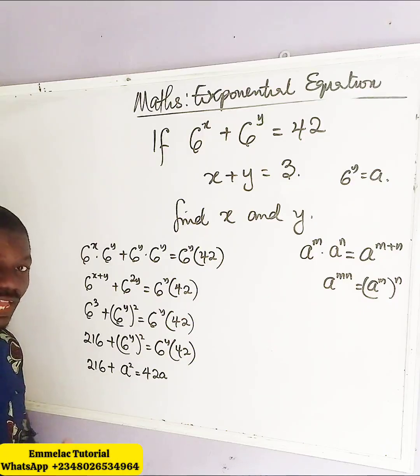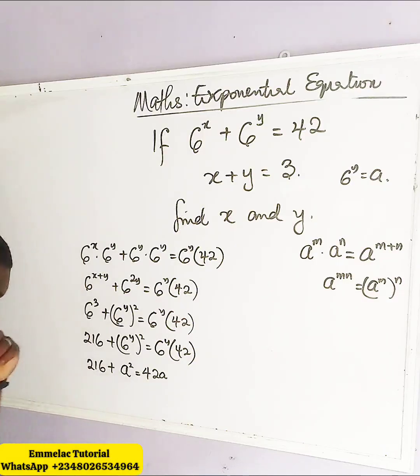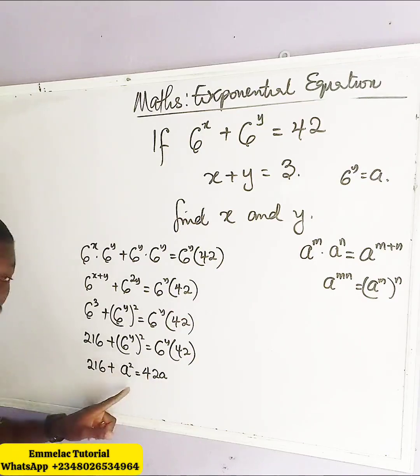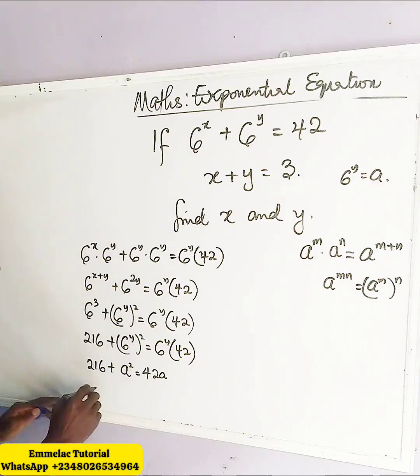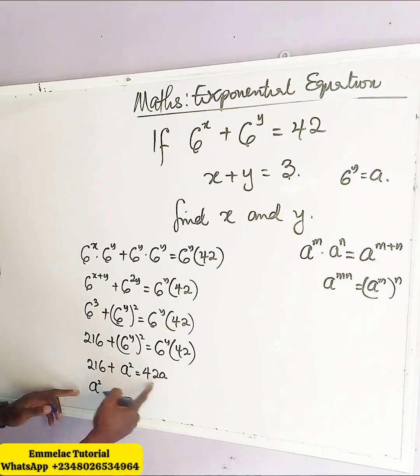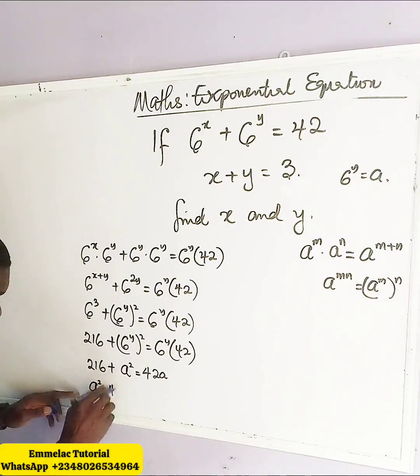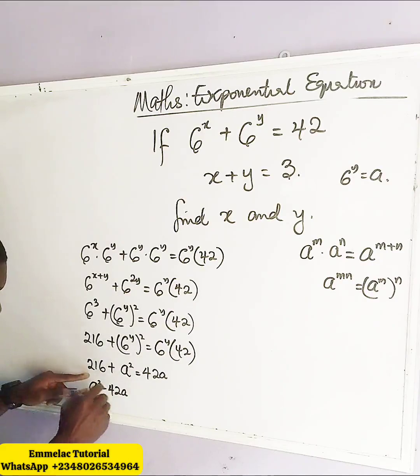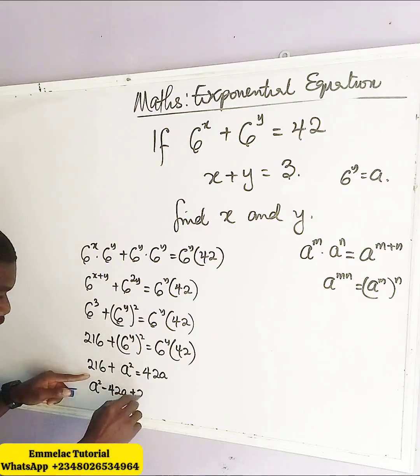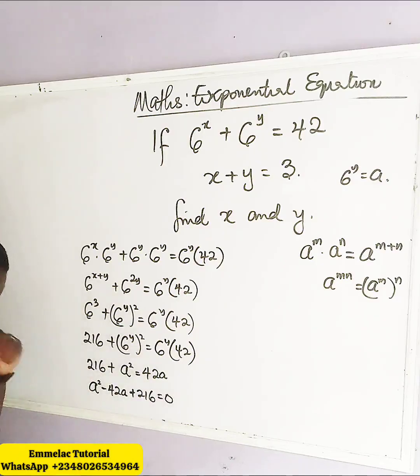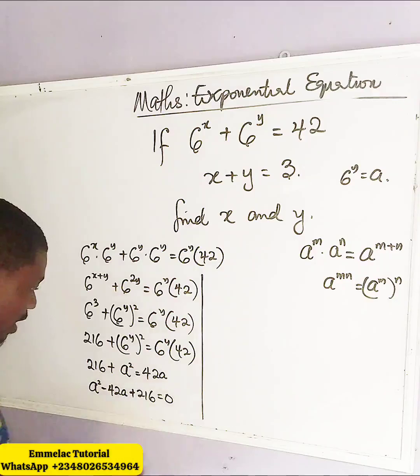So let us rearrange it. I want to bring 42 over to this place and rearrange it, then everything equals 0. So here, let me bring this a forward. 42a over to the left-hand side becomes minus 42a. Then repositioning 216, we have plus 216 equals 0. And you can see it's now a quadratic equation, so we need to factorize.